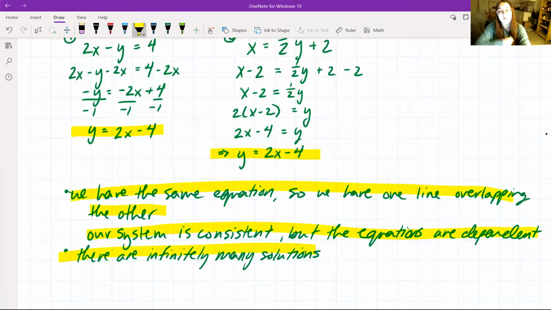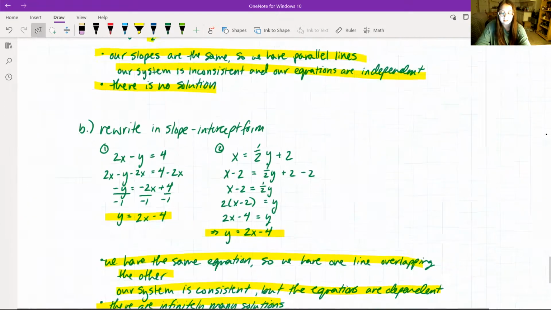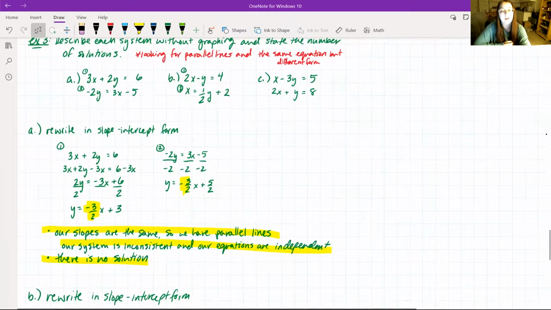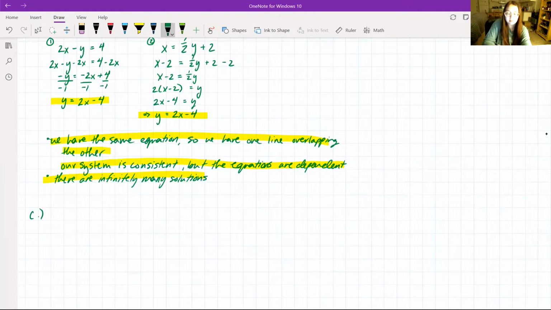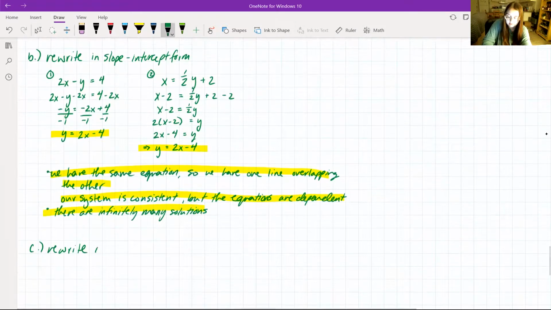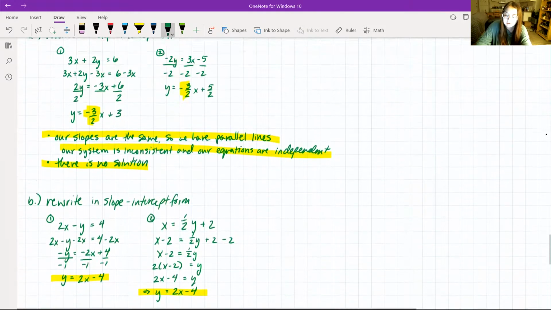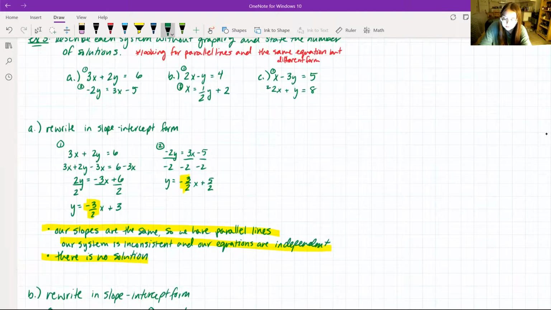So we've described our systems and we said how many solutions there were. Then lastly, we have part C. We have x minus 3y is equal to 5 and 2x plus y is equal to 8. So let's solve this linear system as well. We're going to do the same thing: we still want to rewrite in slope-intercept form. Our top equation we can label as 1 and our bottom equation as 2.